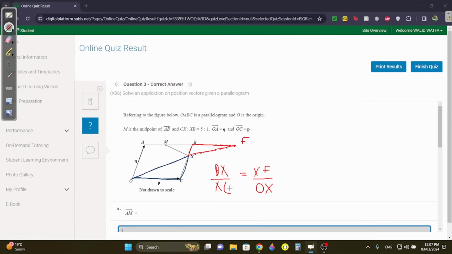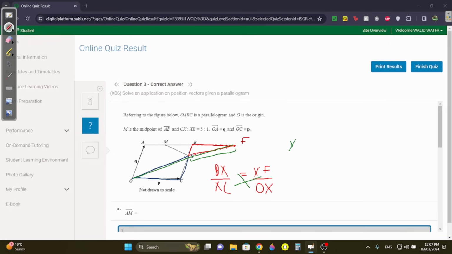We want OF. Let me write it in green. OF is this green segment, right? We can find OX easily, we know it already. But we just need this XF part. How do you find XF?